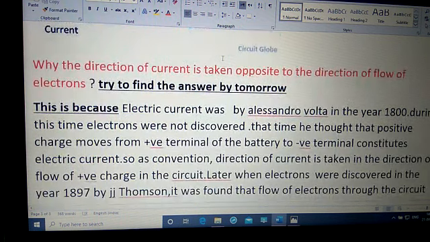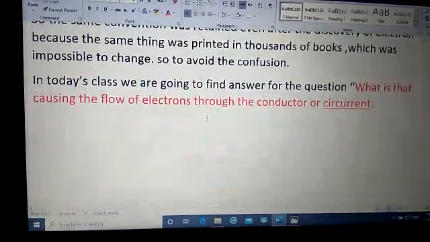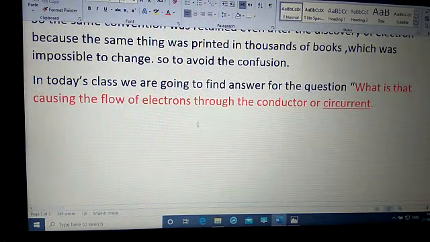My dear students, with this piece of information, let us switch on to today's topic, that is electric potential and potential difference. Now there is another important question that will come to our mind. What is it that causes the flow of electrons through the conductor or circuit?